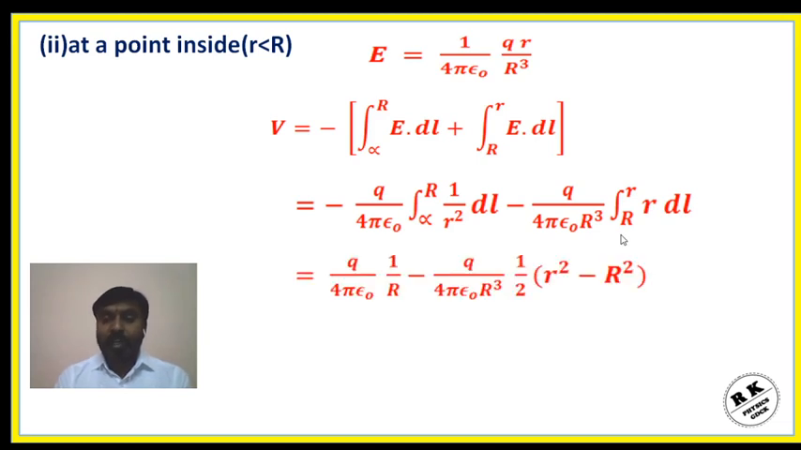After integration and substituting the limits, this we have seen in the previous case, this will become q by 4 pi epsilon naught times 1 by r. But in this case, this will become r square by 2. So 1 by 2 is written outside, and after application of limits, it becomes small r square minus capital R square. Now here we have to sum up these two terms. Be careful while summing up.